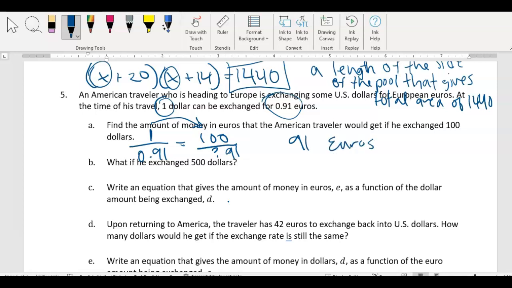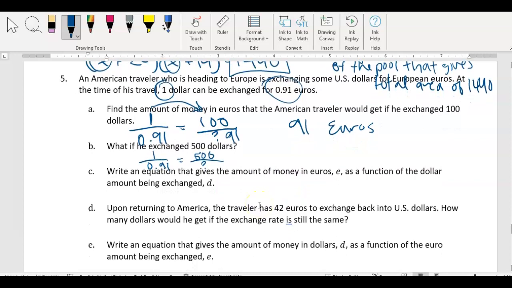If he exchanged $500, so the same thing, 1 over 0.91 equals $500 over how many euros would we get? You can calculate that and figure that out. C says write an equation that gives the amount of money in euros, E, as a function of the dollar being exchanged. So our function that gives euros as a function of the dollar.